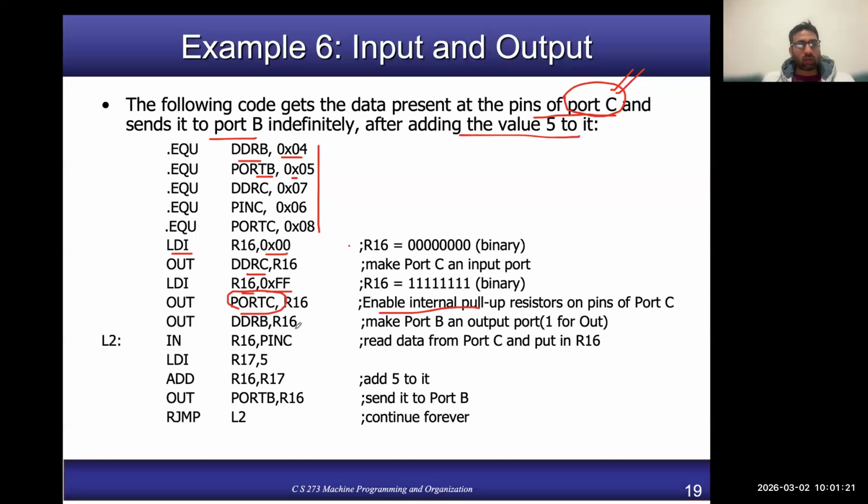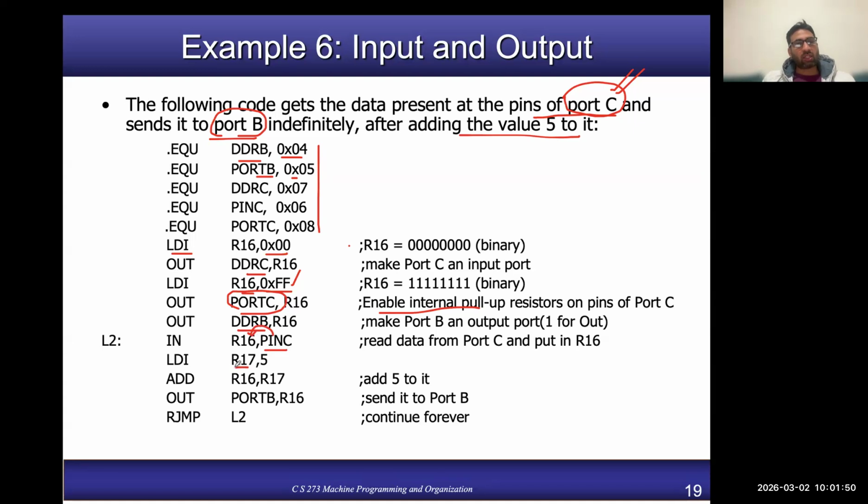Then remember, in R16 you still have 0xFF, right? So now you are sending R16 to DDRB, which is for configuring port B in the output mode, right? After that, we want to read the value from port C. How do we read the value from port C? By reading its pin register, right? So we are saying in R16, PINC, which basically means read the value from the PINC register and put it in R16, right?